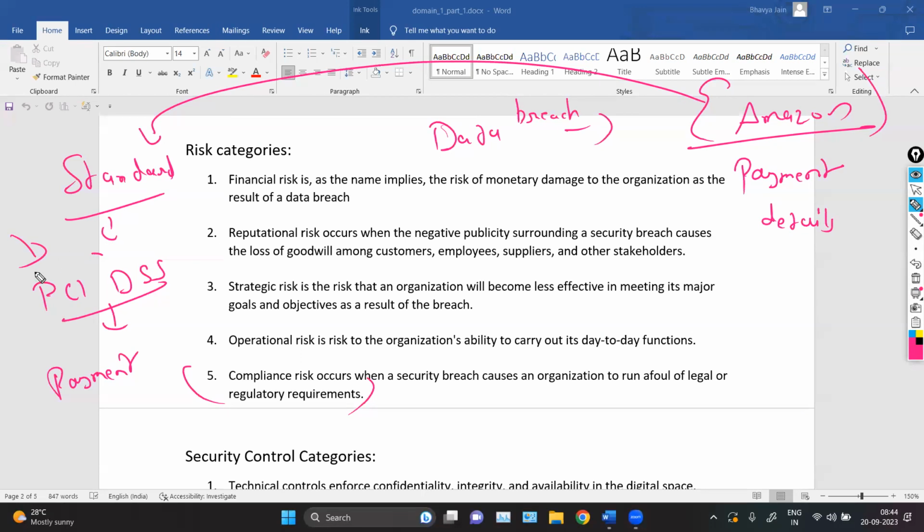This is also the most popular standard, and it protects your payment details in any company. For example, companies like Flipkart or Amazon Prime are storing your payment details as well, so they will follow this standard. If there's a violation against this standard, that risk is known as compliance risk, because compliance means there's a rule, there's a standard, and there's a law.